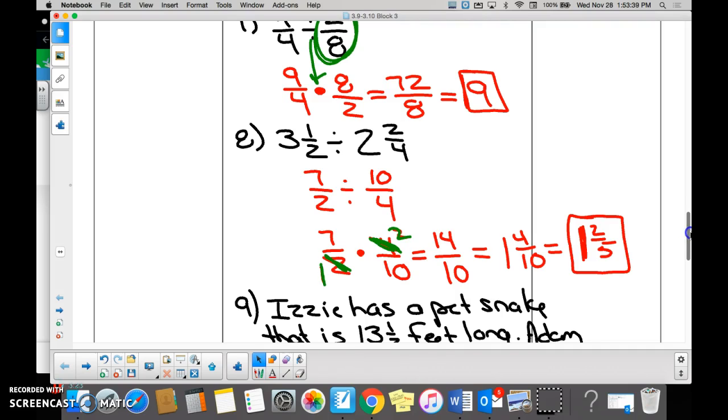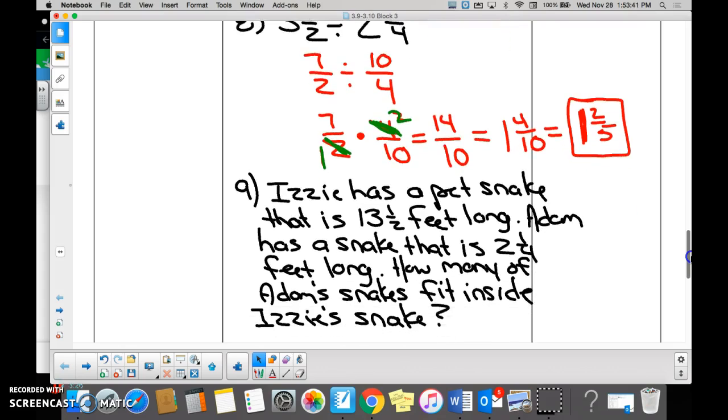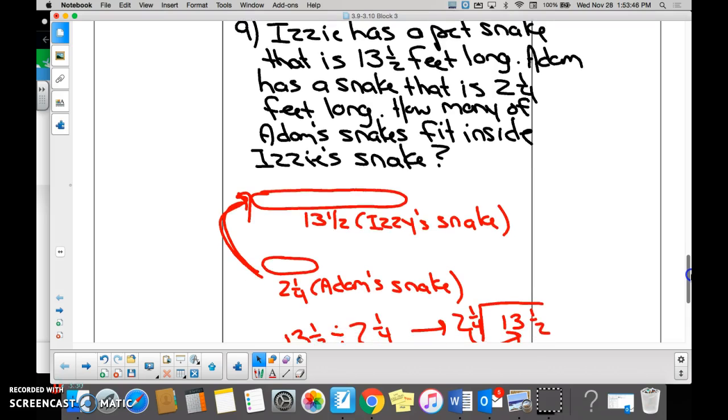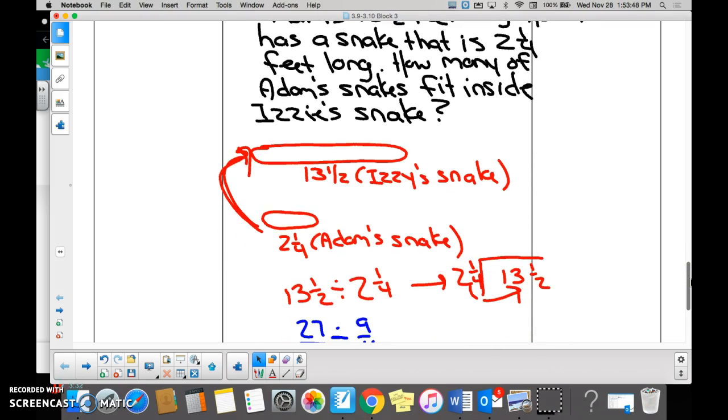And then Izzy had a snake, Adam had a snake, Izzy's was much bigger. We drew a darn picture. Remember drawing a darn picture? We know that we want to figure out how many of Adam's snakes go into Izzy's snakes. And we know that since Adam's snake was 2 1/4 feet long and Izzy's was 13 feet long, there's going to be multiple snakes of Adam's that fit into Izzy's, right? So your answer is going to be way bigger than the number 1, right?